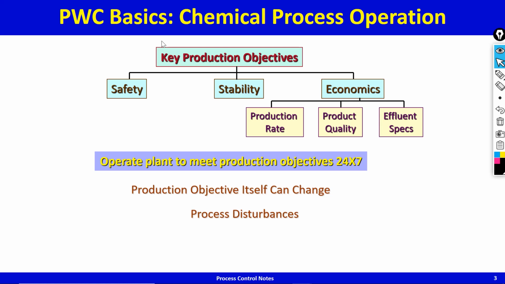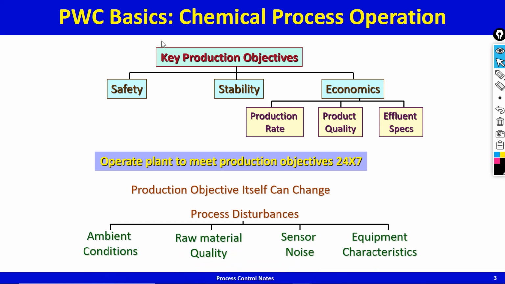The production objective itself can change, and then there are always these disturbances: ambient conditions, raw material quality, the sensors are biased, have noise, equipment characteristics, a new heat exchanger becomes fouled up over time, ambient conditions, rainy season, winter season, day night, raw material quality, very nice crude from Saudi Arabia today, sour crude from Nigeria tomorrow, but the process has to process all of this and produce good quality gasoline, good quality diesel, good quality aviation turbine fuel, and so on and so forth.